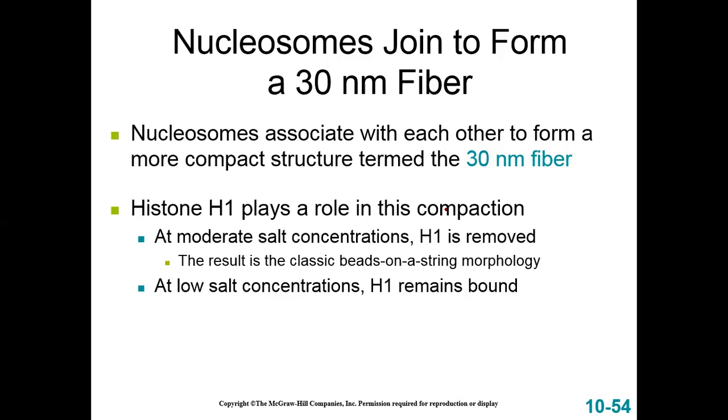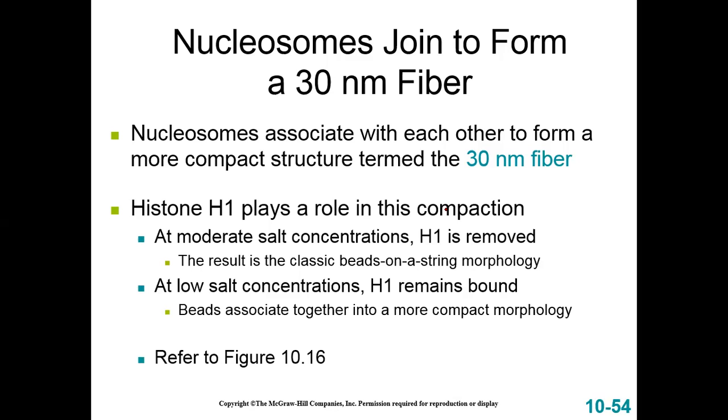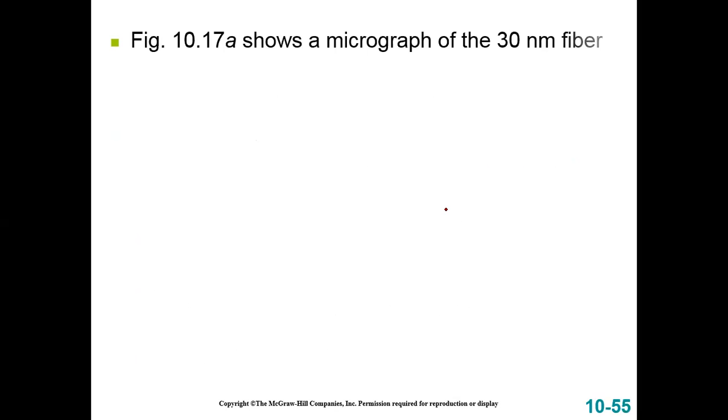When we further decrease to a low salt concentration, H1 remains bound. Beads associate together into a more compact morphology. So if we treat the histone 1 with the moderate salt concentration, it will be removed and the chromosome cannot get the compact structure. But at low salt concentration, they remain in the bound form, and if they remain bound, the chromosome will be more compact.